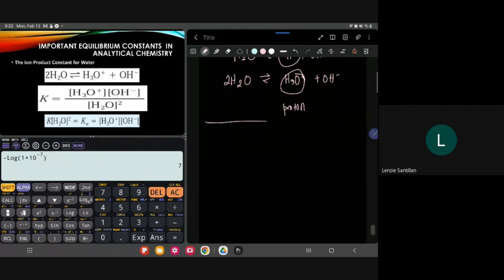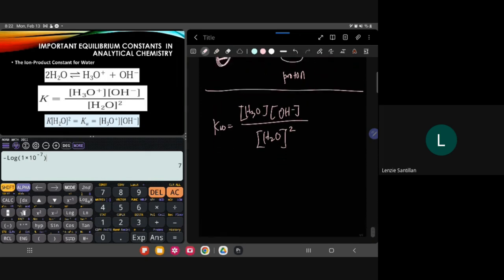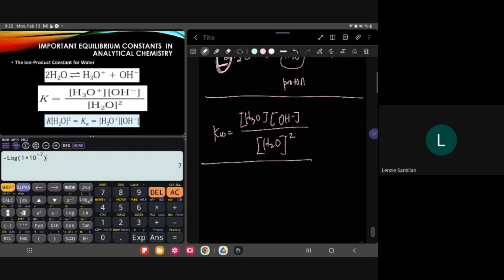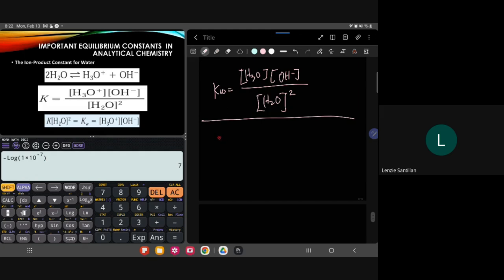Okay? So, if we're going to write it, H3O times OH over H2O. Bakit may square dito? Kasi guys, dalawang hydrogen ang ginamit natin sa taas. So, yung kanyang constant, yung kanyang number of moles, siya yung magiging exponent. Huwag niyong kakalimutan yan. Madalas yung makalimutan. Okay? So, if we're going to transpose at create another formula for this one, we can deduct that K.